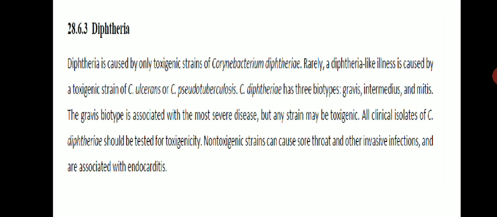Okay, so there are two types of strains, toxigenic as well as non-toxigenic, in the bacterium Corynebacterium diphtheriae, and diphtheria is basically caused only by toxigenic strains. Rarely, a diphtheria-like illness is caused by toxigenic strains of Corynebacterium ulcerans and Corynebacterium pseudotuberculosis. Corynebacterium diphtheriae has three biotypes, that is gravis, intermedius, and mitis.